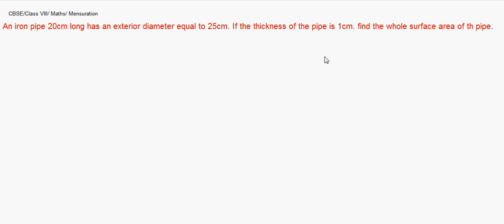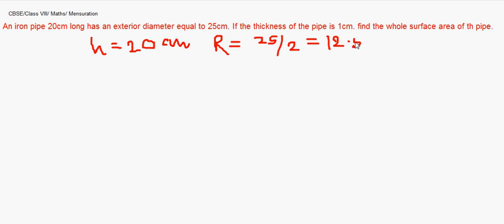The iron pipe, which is 20 centimeter long, that means the height is 20 centimeter. The exterior diameter is given to be 25. That means the exterior radius, I'll first write. The exterior radius, I'm expressing it as a capital R. That will be 25 by 2, and that's 12.5 centimeter. So what will be the inner radius? Now the pipe has a thickness of 1 centimeter. So the inner radius will be 12.5 minus 1, and that's 11.5 centimeter.